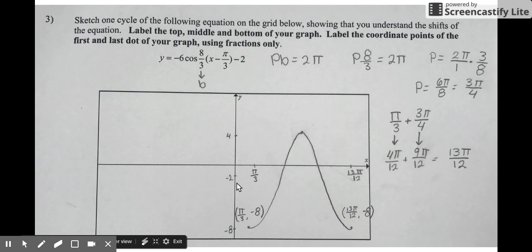We notice that -2 is the midpoint of the equation, and we have to add 6 up and then 6 down to get 4 and -8. Since we have a negative in front of the 6, we're going to start down to make an upside down U shape. So we start with our dot 1 at pi over 3, comma -8. Draw that all the way to our dot 5, which would be 13 pi over 12, comma -8. And there you have it, your final equation, making sure that you write your coordinate points for dot 1 and dot 5.